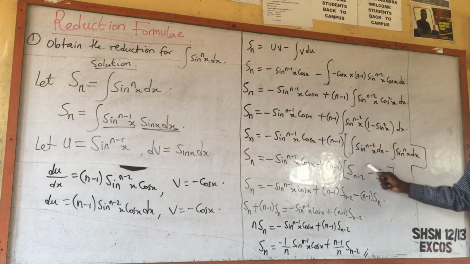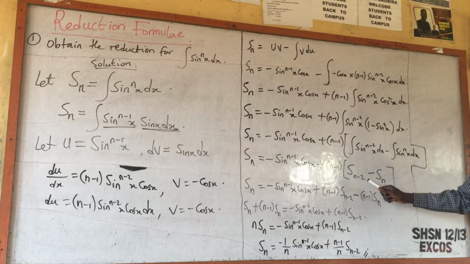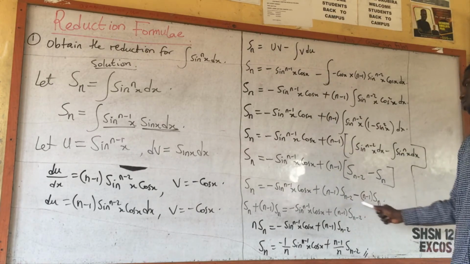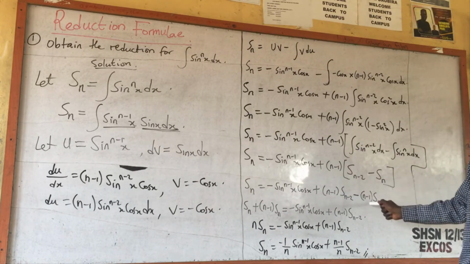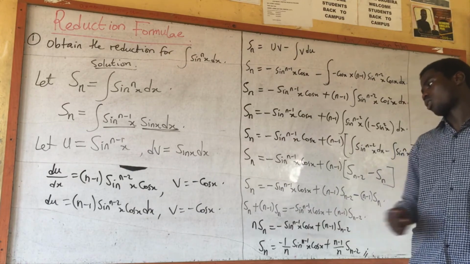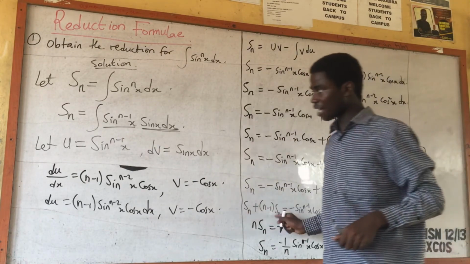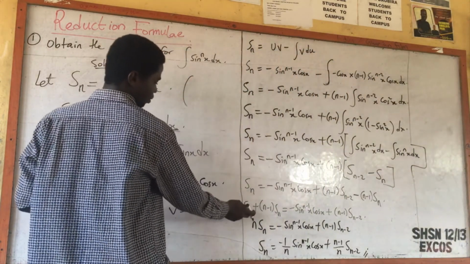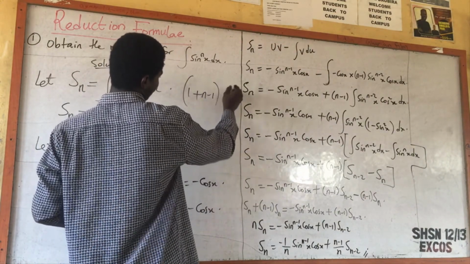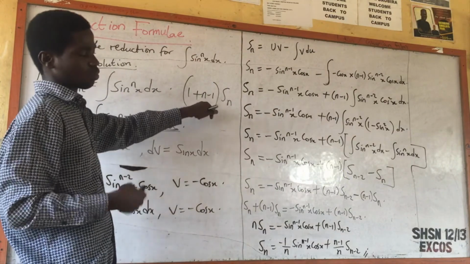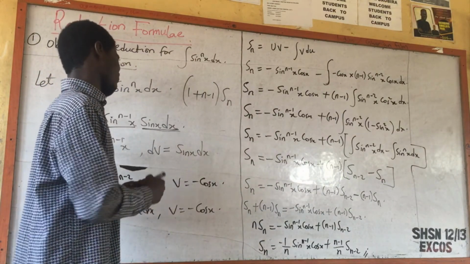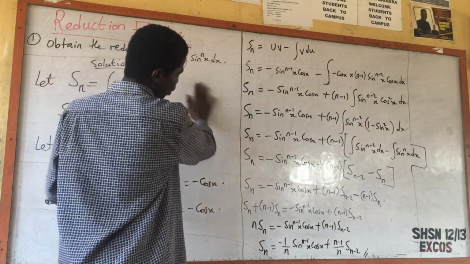Then this one will be denoted as Sn minus 2 minus Sn. Then open the brackets so that this one will be attached to it. Then bring it to the other side. This one will become n. If you factorize Sn here, it becomes 1 plus n minus 1. You factorize Sn, 1 plus n minus 1 is n, it remains n. That's why this is n Sn. So that's what I have there, and we obtain this.